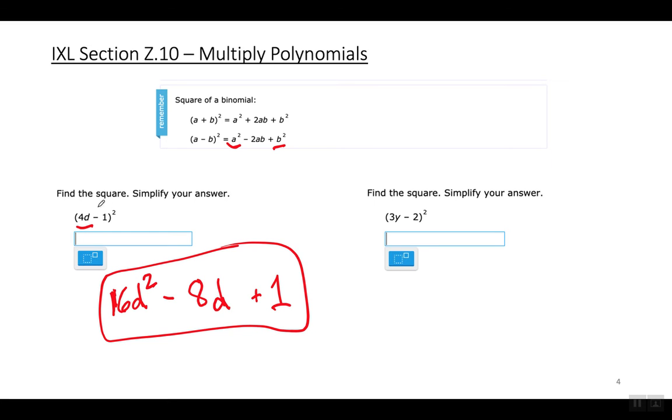Again, if you don't get that, you could always just write it out like this and multiply it, and you'll get the same answer that I just got using that pattern.